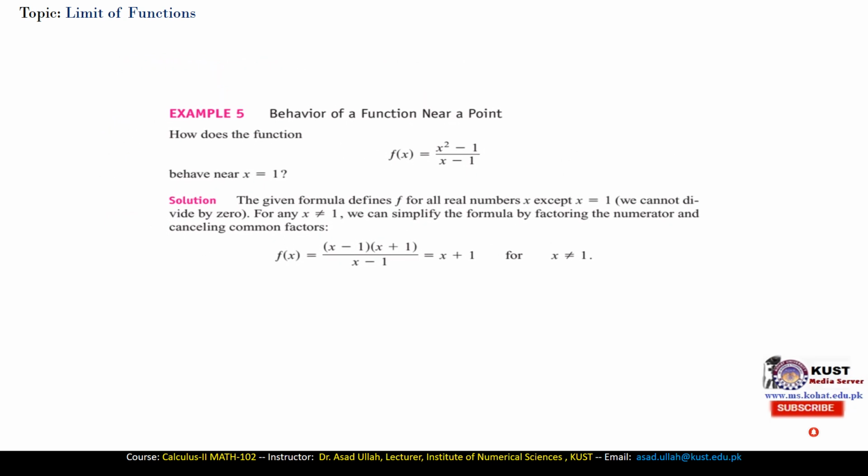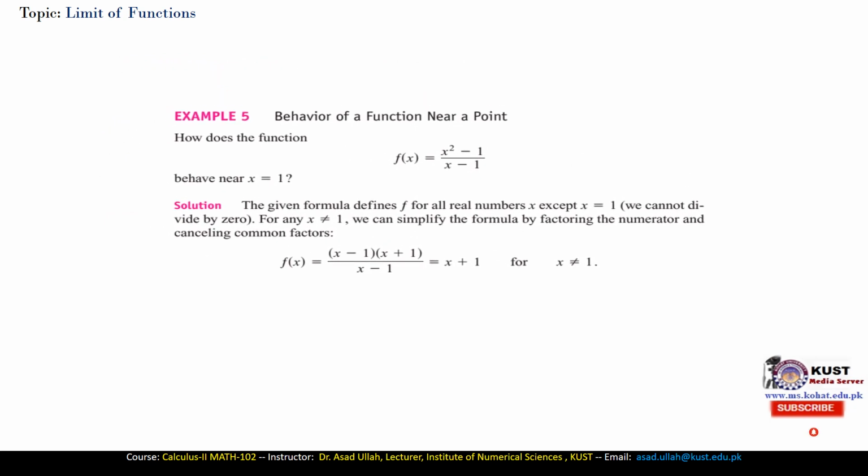Here we present a simple example in which the behavior of the function f of x is equal to x square minus 1 divided by x minus 1 is to be analyzed at the point x is equal to 1. If we use x is equal to 1 directly in the function, we get 0 by 0 form, which is an indeterminate form. So the function is undefined at the point x is equal to 1.